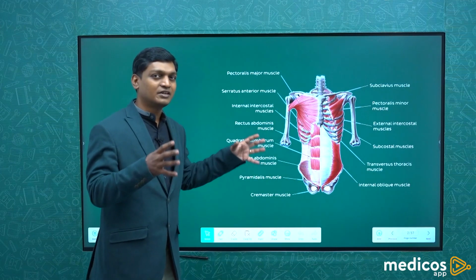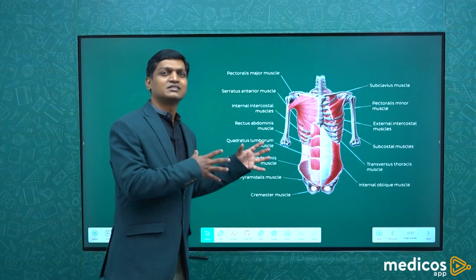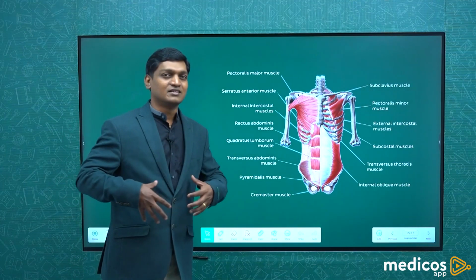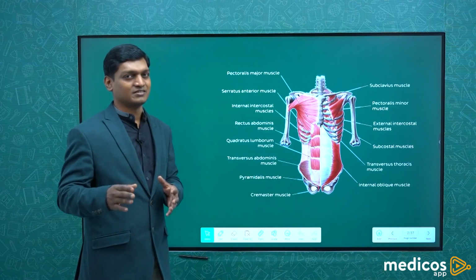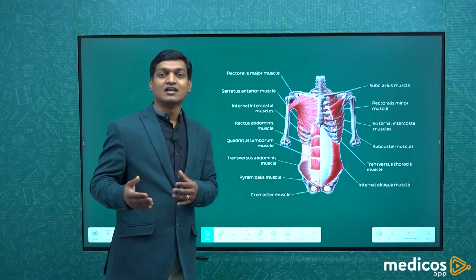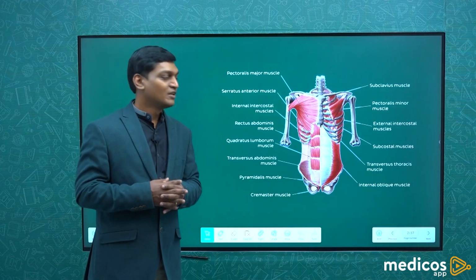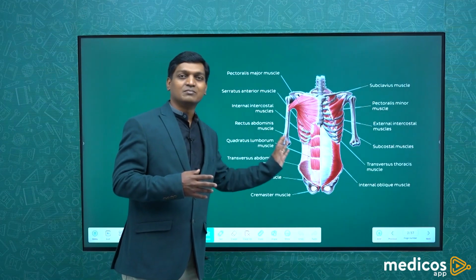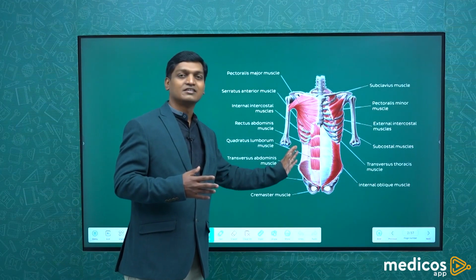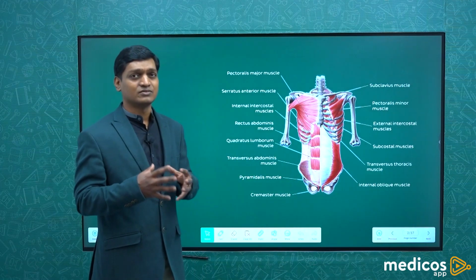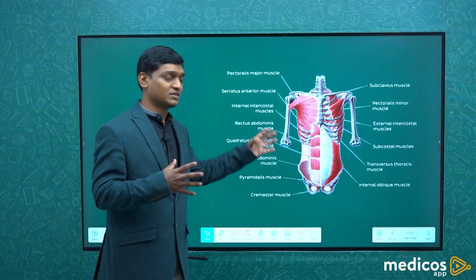So you just study what muscles are present in the abdomen. We have in the center, rectus abdominis. Laterally, 3 muscles are present: external, internal and innermost, that is transverse abdominis. So all these 3 muscles laterally and in the center we have 1 muscle. You study all their origin, insertion and nerve supply. You should have an idea about these muscles.